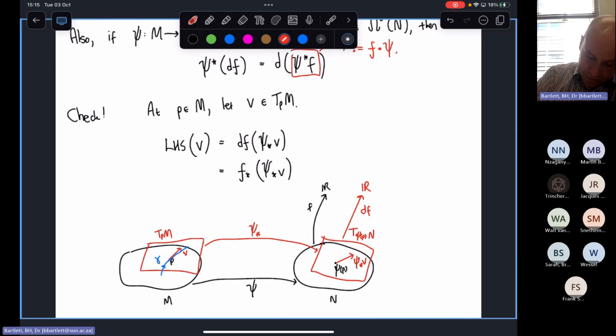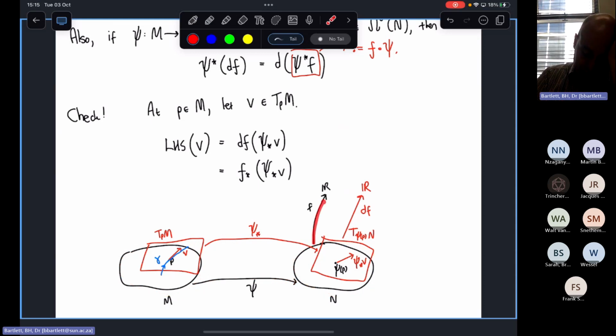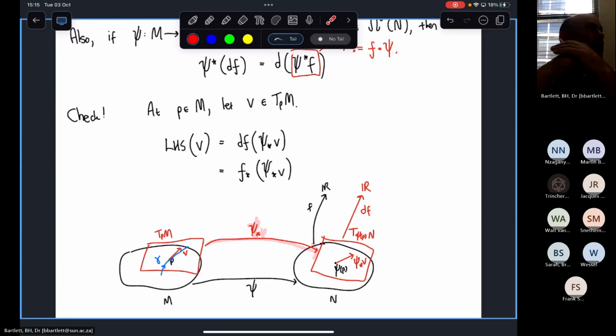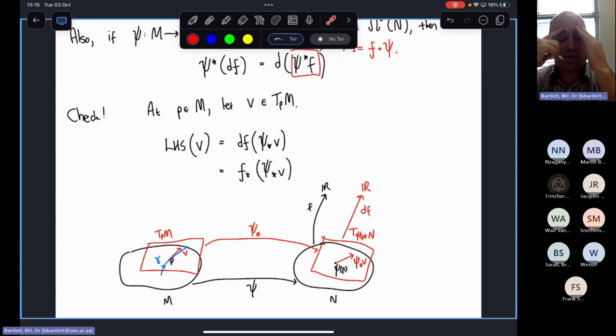here's our picture. I've got my manifold M, my manifold N. I've got a smooth map from M to N. I've got a smooth function defined on N. Then I've got a point P in M and its corresponding point psi of P in N. That means I've got a map at the level of the tangent spaces from the tangent space at P to M to the tangent space at psi of P to N.